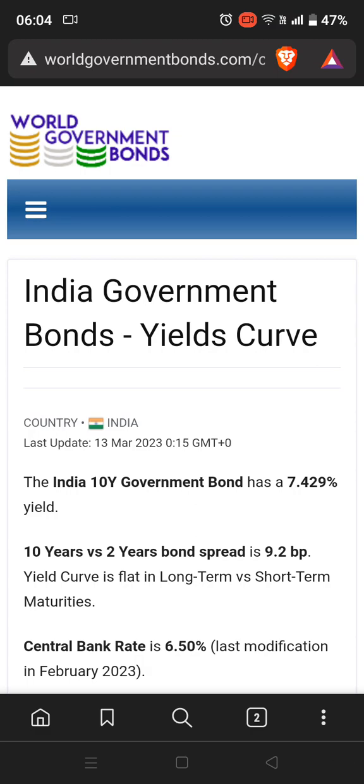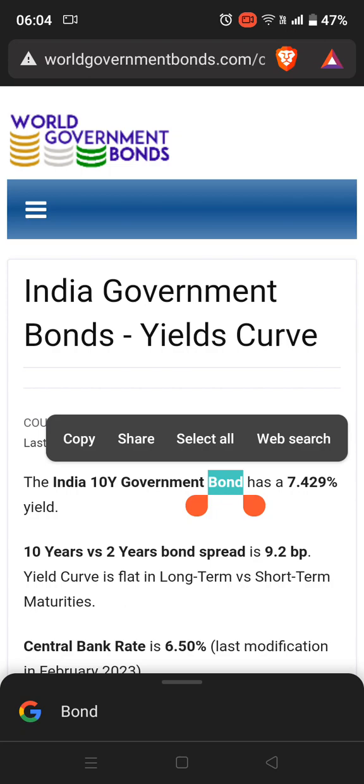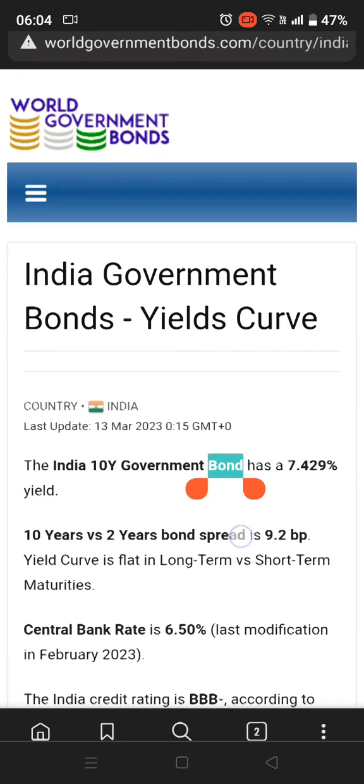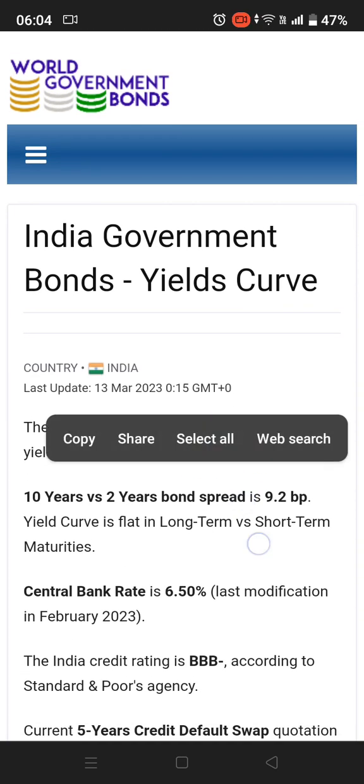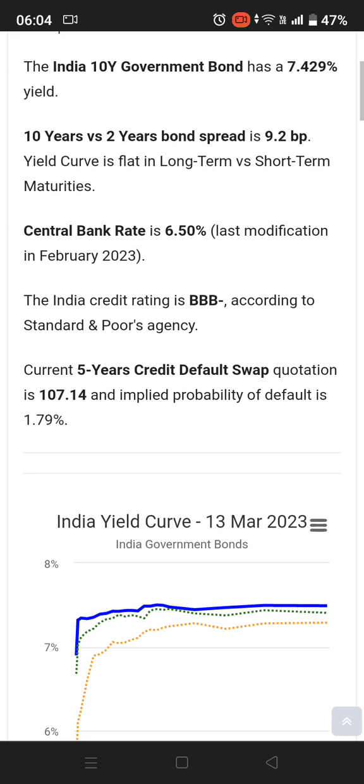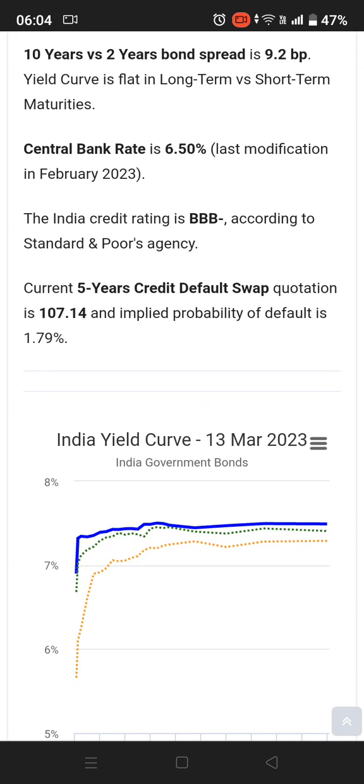So, yield curves are basically a plot of duration and interest rates of government bonds, which are called treasuries in the US. So, here you have it for India. As you can see, it's almost flat.